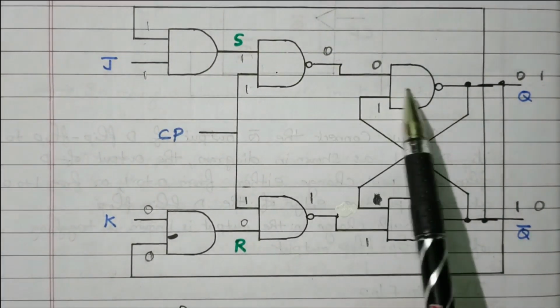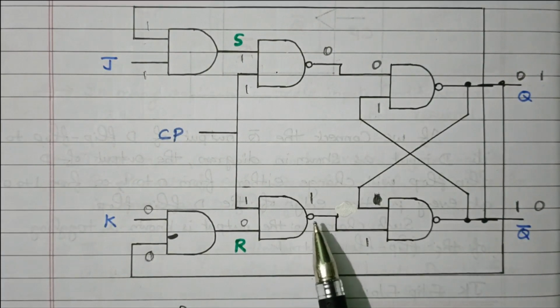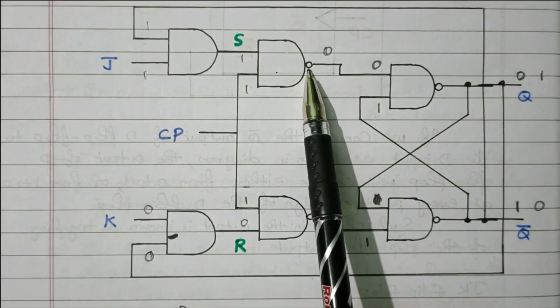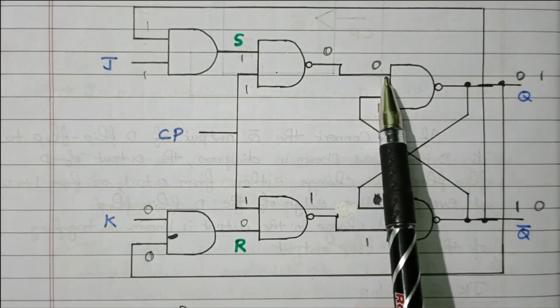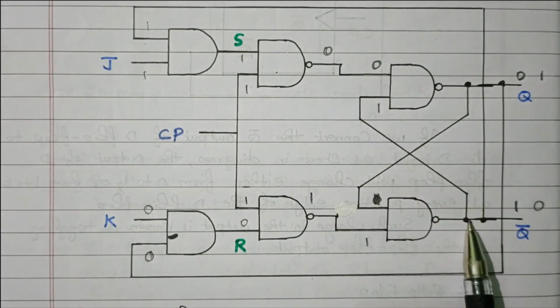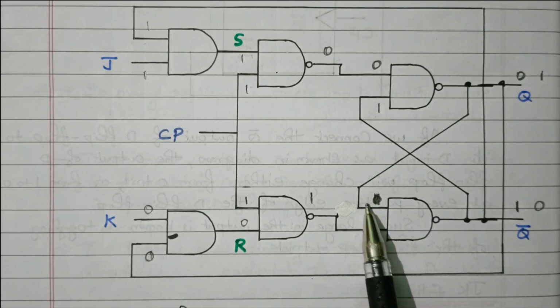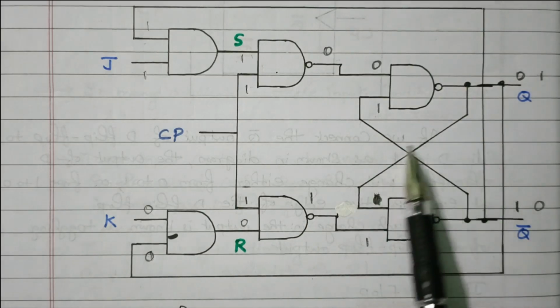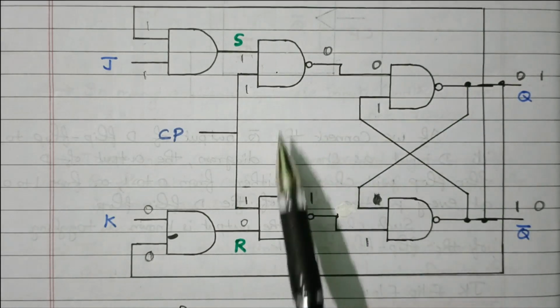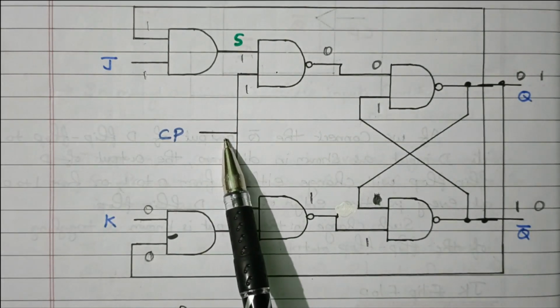So there are 4 NAND gates available. That is the basic diagram of the SR flip-flop. 4 NAND gates are there. The output of this NAND gate is connected here, and one more input to this NAND gate is Q bar. The output of this NAND gate is connected here. One more input is Q. So it is interconnected. In this we are giving S and R input, and one input is clock pulse.